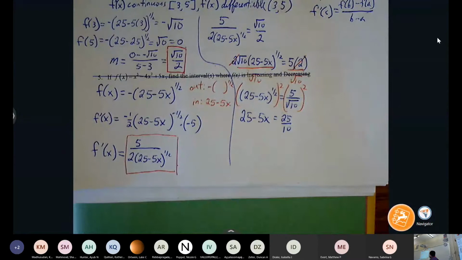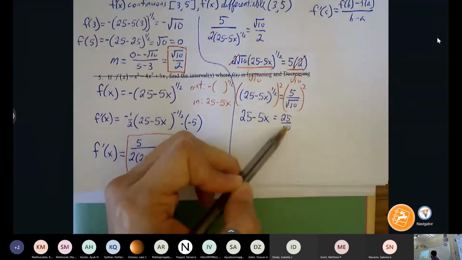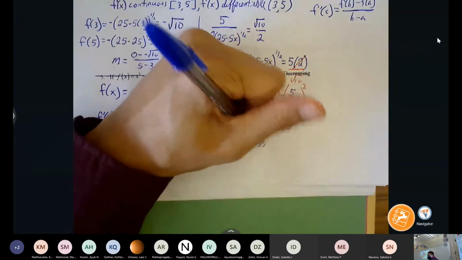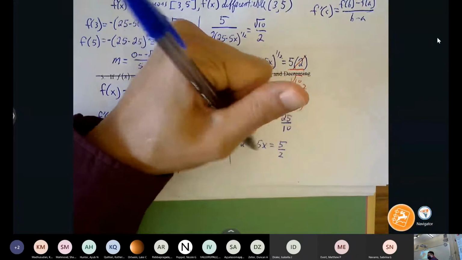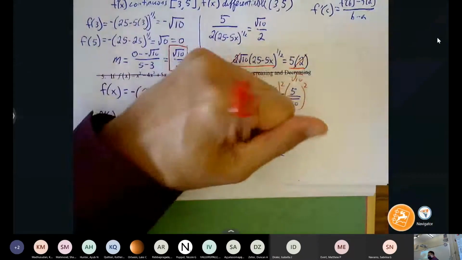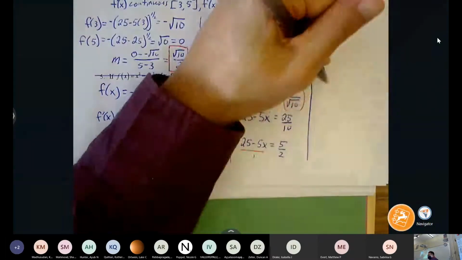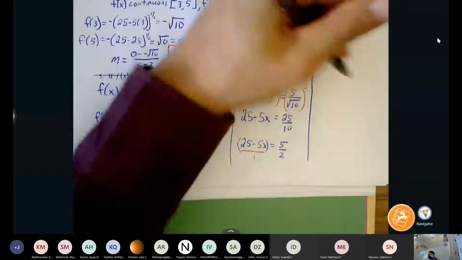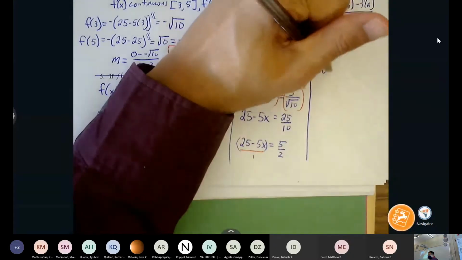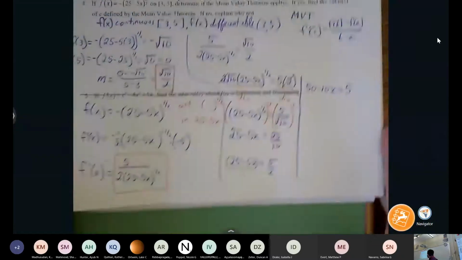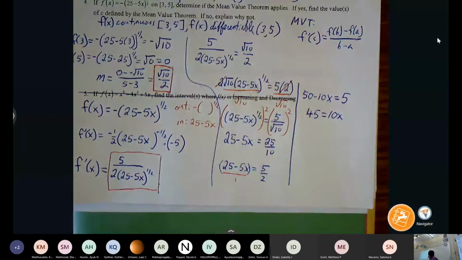I can cross multiply further, but maybe I can reduce this fraction here. This is 5/2. Okay, if I put this over 1, it makes it easier to see. Okay, if I just cross multiply, I can solve for x without having to deal with the fraction anymore. Okay, divide both sides by 10.